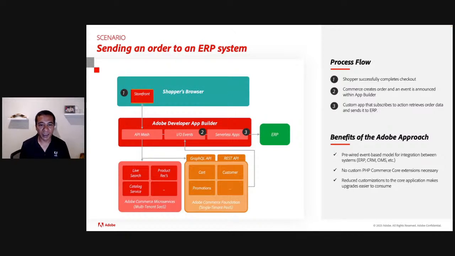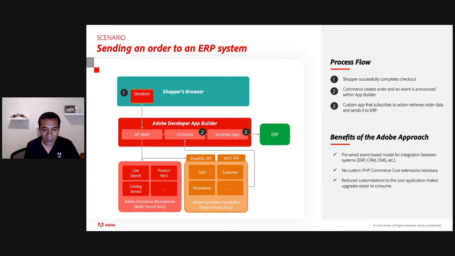In this case, we'll take an example of ERP for orders, meaning when orders get created by a shopper in Adobe Commerce, those orders need to be sent over to the ERP potentially for fulfillment. So let's go through the process flow here. As a shopper lands on the checkout page and completes that checkout process, the storefront in the shopper's browser will send that request back to Adobe Commerce in order to create that order.